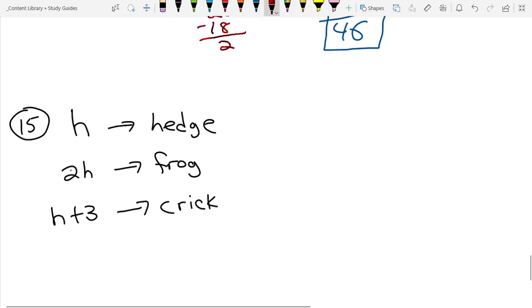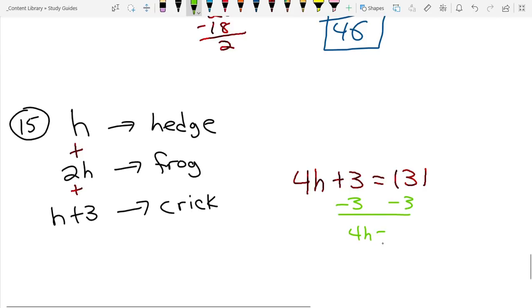So it says the sum of their ages. So H plus 2H plus another H gives you 4H's. You still have your plus 3 is equal to 131. Now we play our game of opposites. We've got a standalone number, so we get rid of it first. So now I have 4H equals 128. That 4 is a multiplier, so we divide. And I get H is equal to 32.